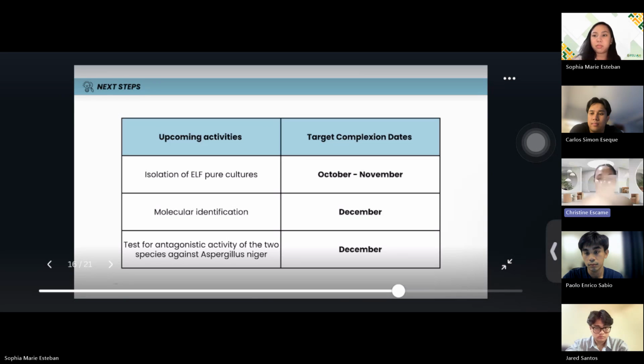For the next steps, for the upcoming activities, we have the isolation of ELF pure cultures, and our target completion date is October to November. Then molecular identification, the target completion date is December. And lastly is the test for antagonistic activity of the two species against Aspergillus niger. The completion date for that is December.